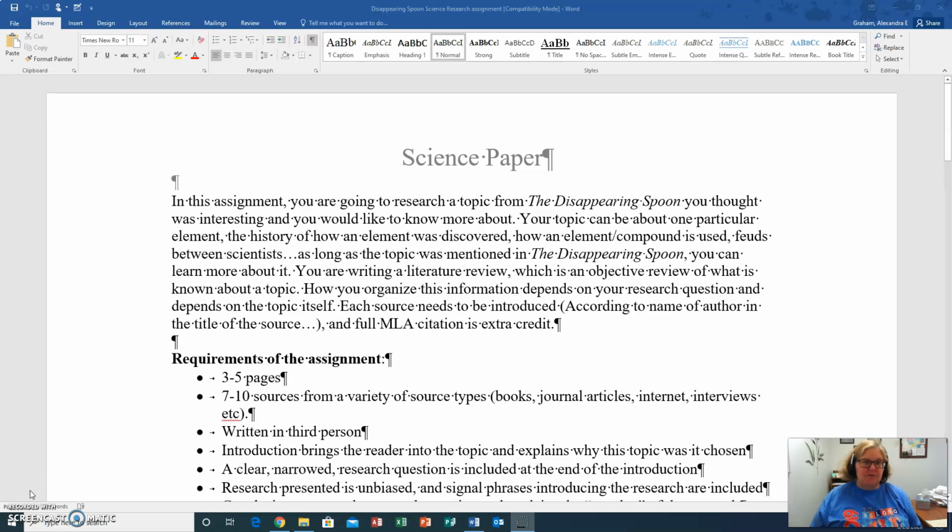And what this is really just about is your opportunity to learn more in depth about something you thought was interesting from The Disappearing Spoon. And for those of you who are like, there was nothing interesting in The Disappearing Spoon, find something, right? The only thing that is boring about this is if you choose something that you're not interested in. Right, there are lots of different things you could write about. You can look at the history of how an element was discovered, how an element or a compound is used, the feuds between scientists. There's all kinds of different things.